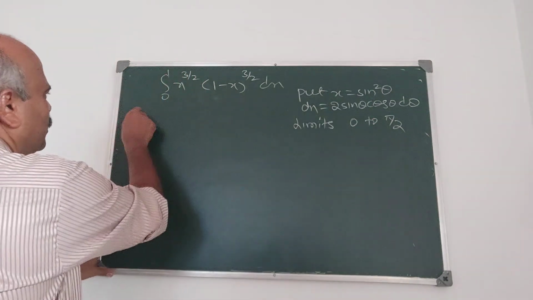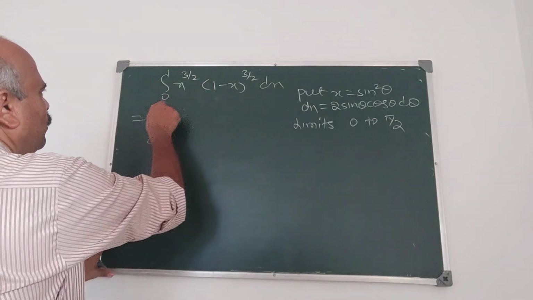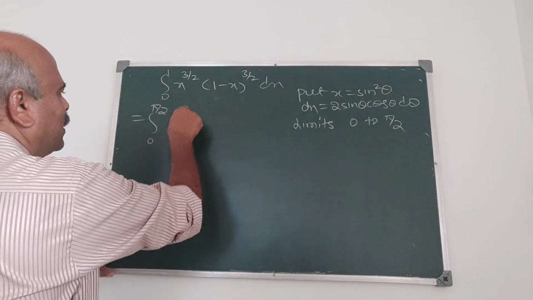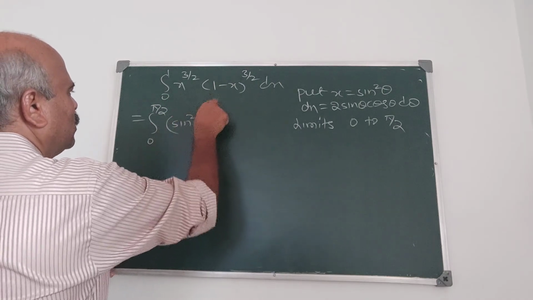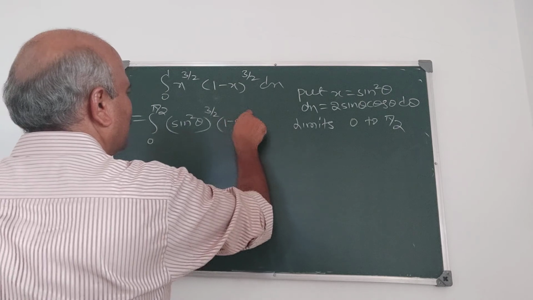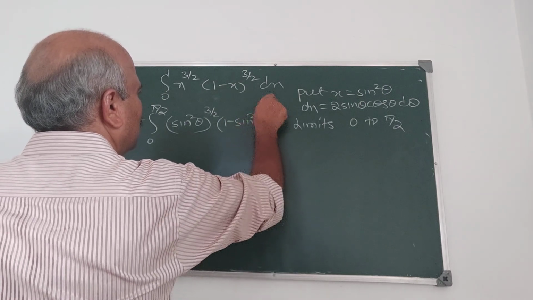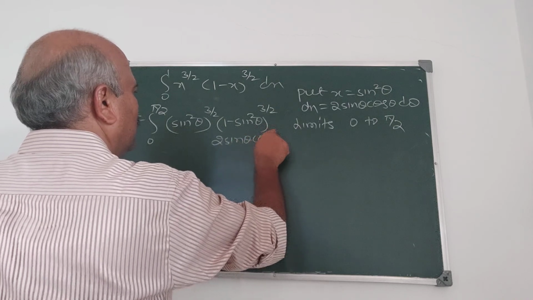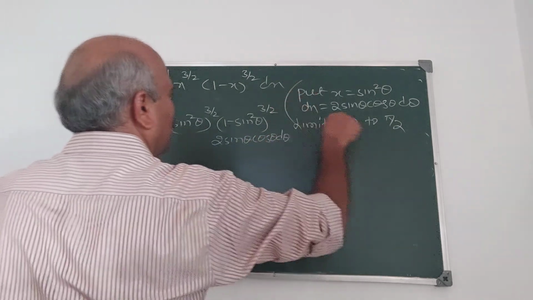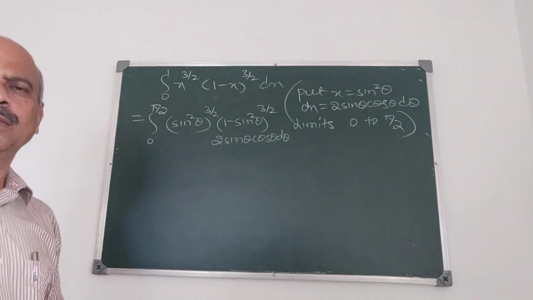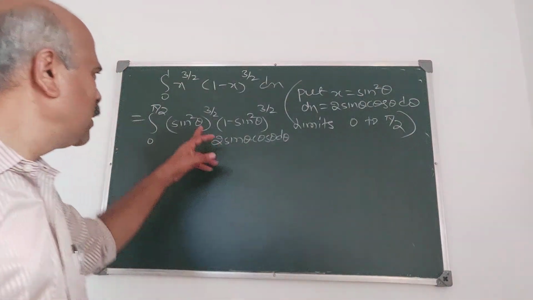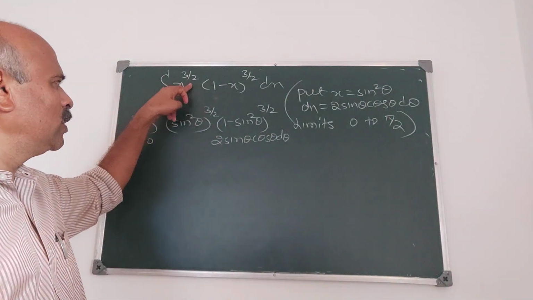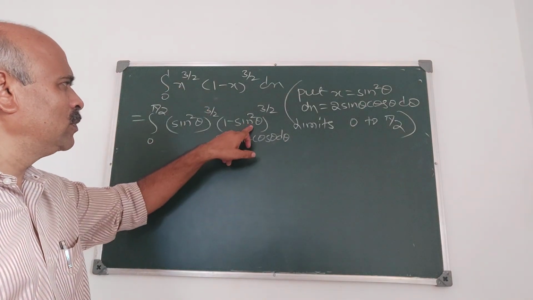So this becomes the integral from 0 to pi by 2 of (sin square theta) raised to 3 by 2 into (1 minus sin square theta) raised to 3 by 2, and dx is 2 sin theta cos theta d theta. This is the problem now. Follow this substitution.